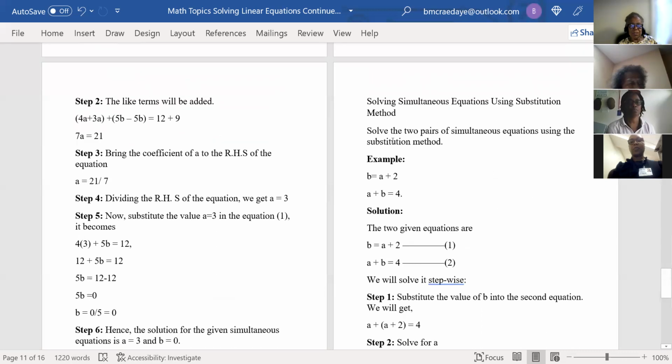This is using the substitution method. We use the elimination method on this... we're going to use the substitution. Now you have two equations: b is a plus 2, and a plus b is 4.